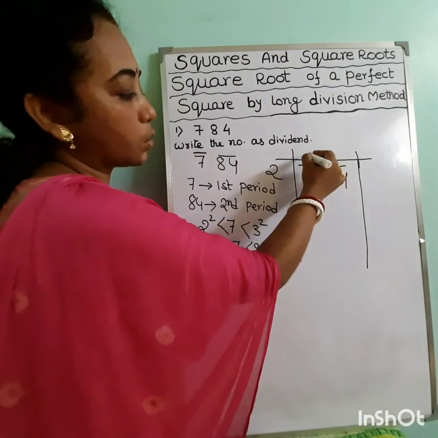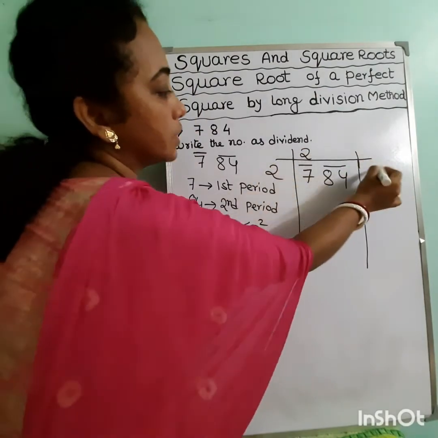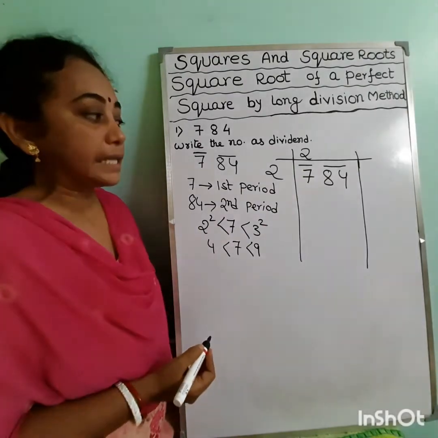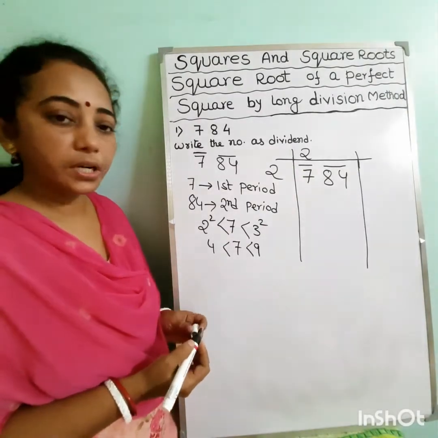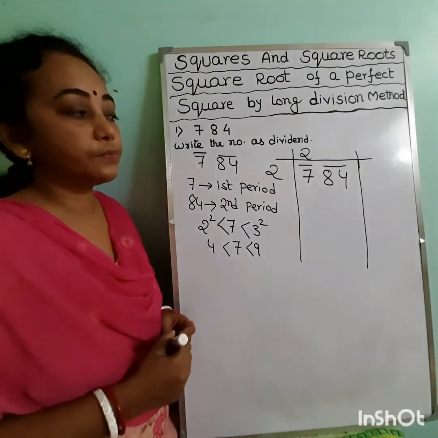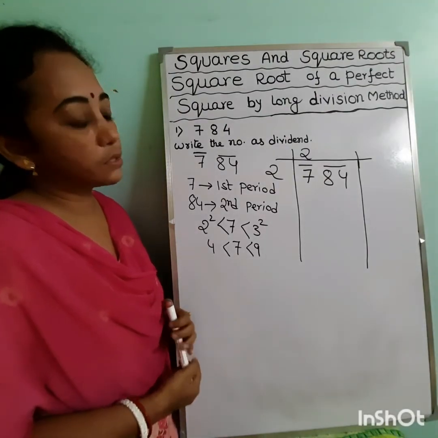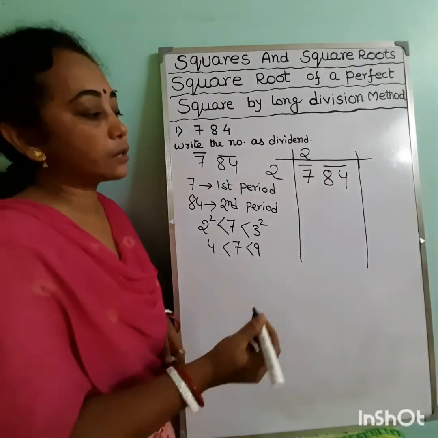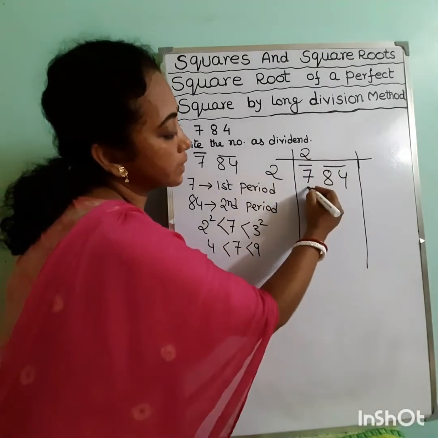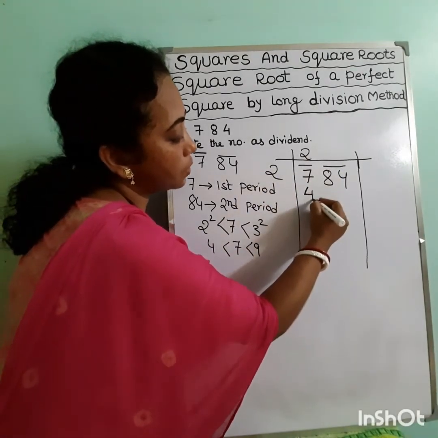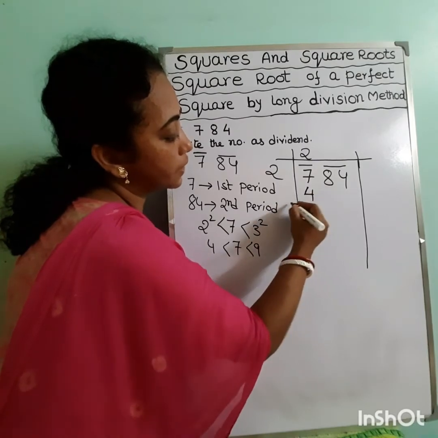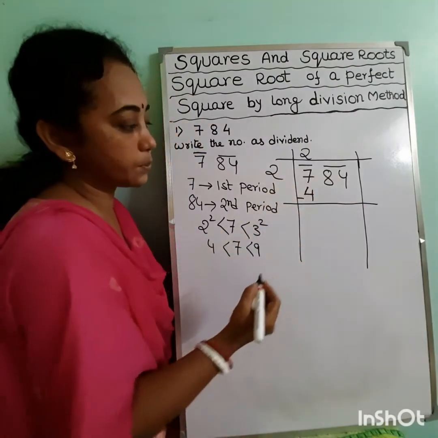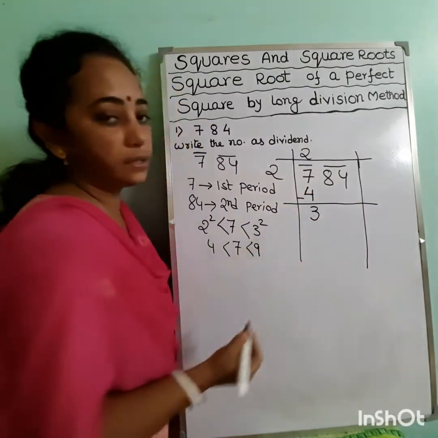Here we can write the quotient as 2, or you can write it here also. Any one of the places you can write the quotient. So we take 2 as the divisor and the quotient both. After that we find the product of this divisor and the quotient. It is coming 2 2s are 4. Then we subtract the product from the first period. So we subtract 4 from the first period. After subtracting, we get 3 as the remainder.